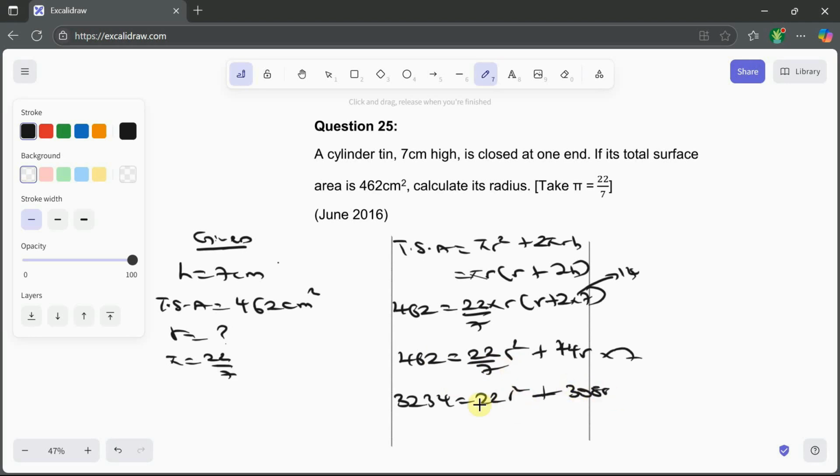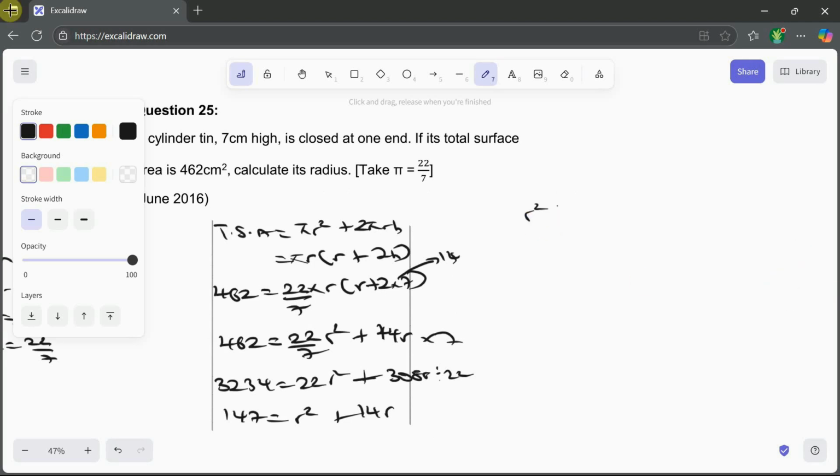So let me see if the smallest number here can divide 3234 and 308. 22 will give me a whole number. So 3234 divided by 22, okay, and then 308 divided by 22. Great. So the book gave me numbers, so I can say if I divide this guy by 22, 3234 divided by 22 is 147. So 147 is equal to r squared plus 308 divided by 22 would give you 14, so plus 14r. So if I rearrange, that would be r squared plus 14r minus 147 is equal to 0.